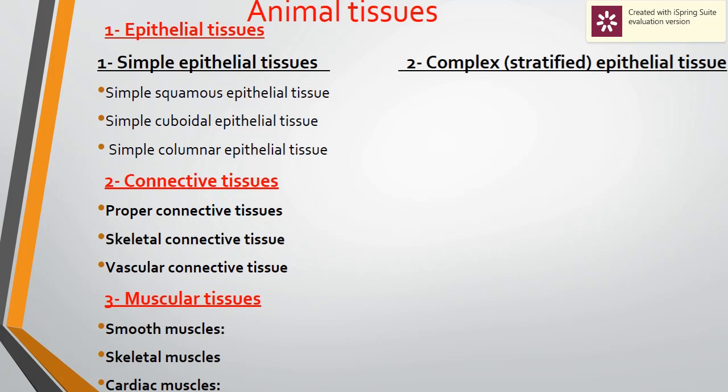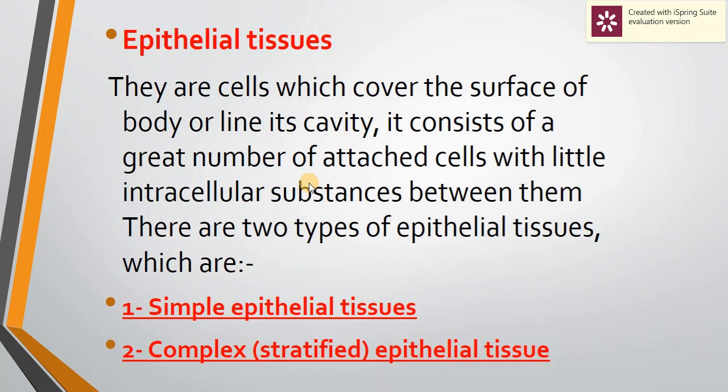And the connective tissue, we have proper connective tissue, skeletal connective tissue, and vascular connective tissue. And the muscular one, like the smooth muscles, skeletal muscle and cardiac muscle, and the last one is the nervous tissue. Let's see each one in detail.